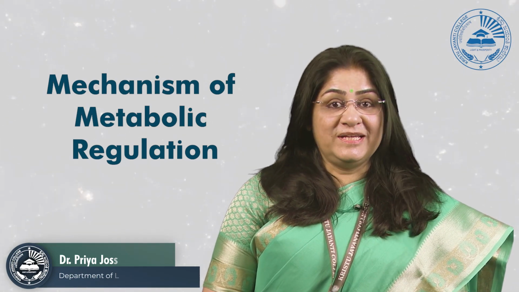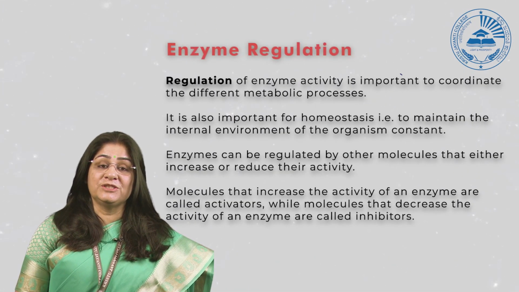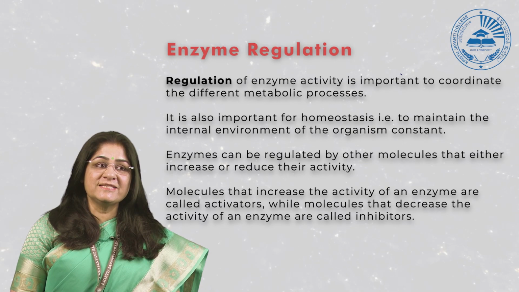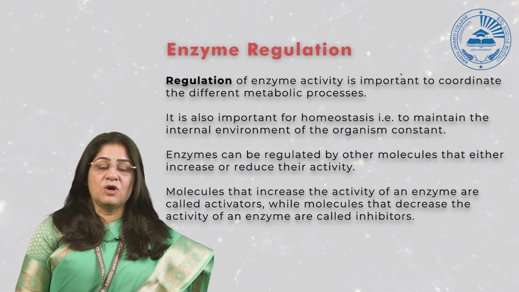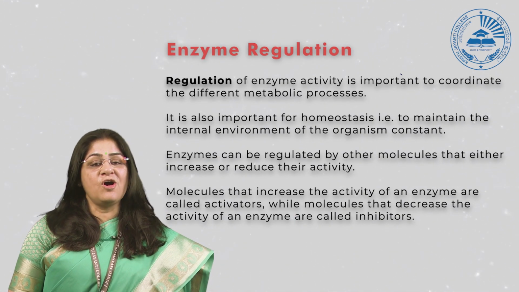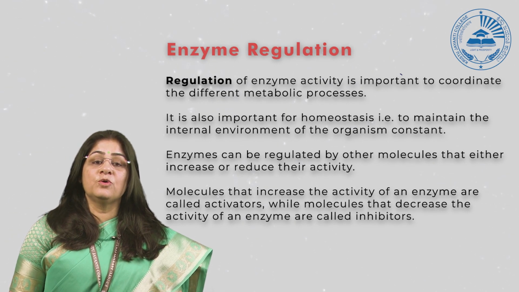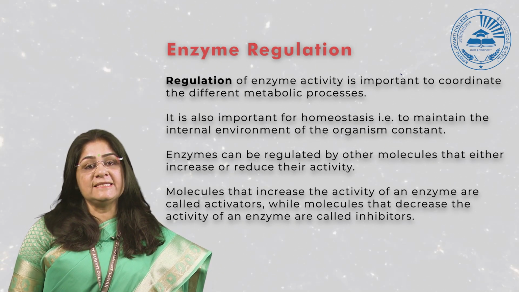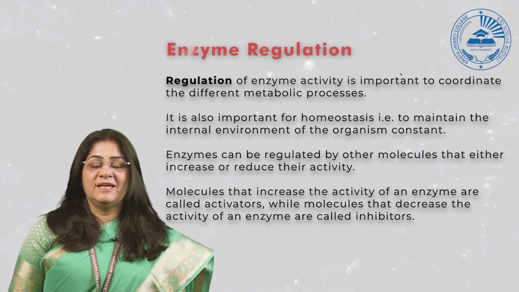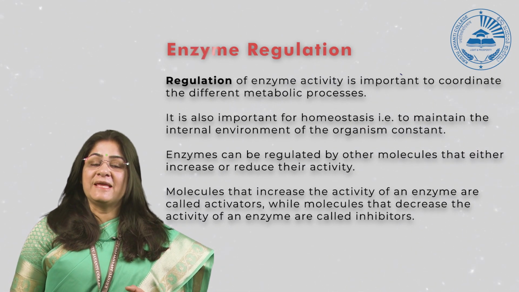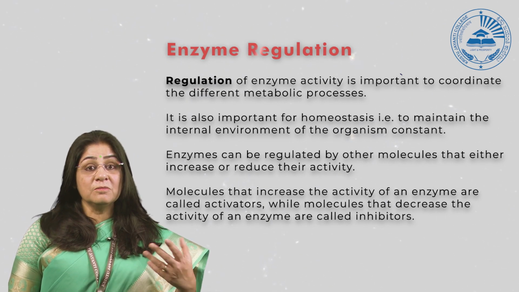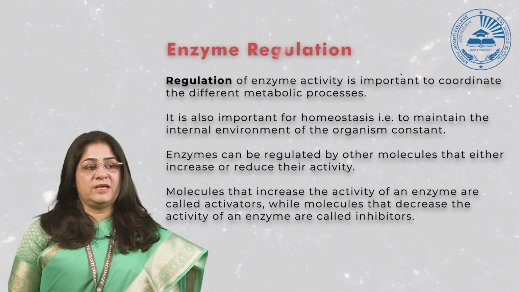Now, enzyme regulation. There are different types of regulation of enzymes which help in the regulation of metabolism. Regulation of enzyme activity is very important in order to coordinate the different metabolic processes, whether it be anabolism or catabolism. It is also important for homeostasis, that is, to maintain the internal environment of the organism constant. It can be the homeostasis of glucose, it can be the homeostasis of calcium, it can be anything, so that it remains normal. So, enzymes can be regulated by other molecules that either increase or reduce their activity.